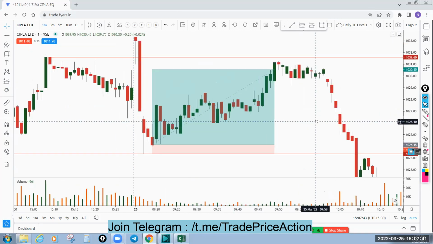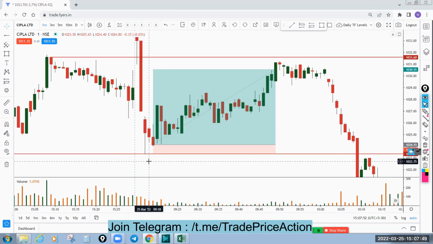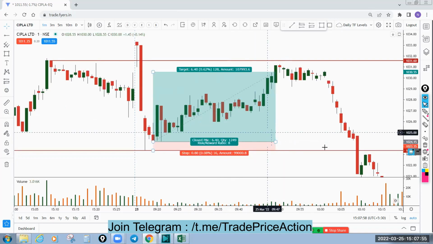Before going ahead, one caution: do not enter like this without any confirmation. This is a very risky entry, and if you want to trade, do it with very low quantity. This was the trade overall in Cipla.